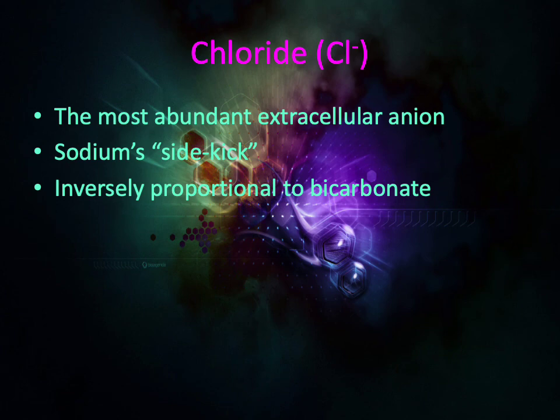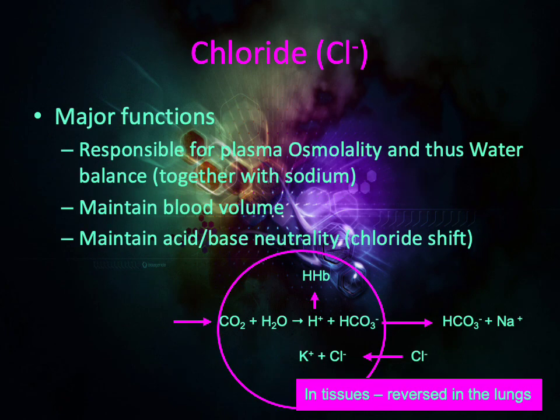Chloride is the most abundant extracellular anion and is considered sodium's sidekick. Chloride levels tend to be inversely proportional to bicarbonate levels. Chloride only has a few major functions. These include responsible for plasma osmolality and thus water balance together with sodium, maintaining blood volume together with sodium, and maintaining acid-base neutrality through a process called the chloride shift. But more on that later though.